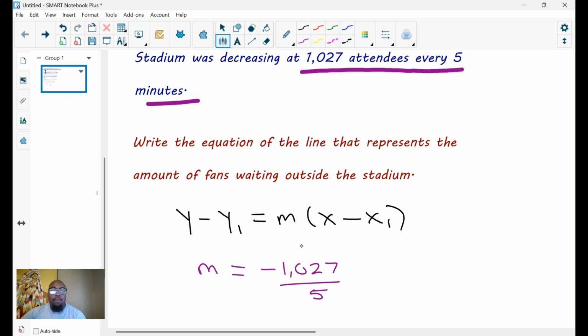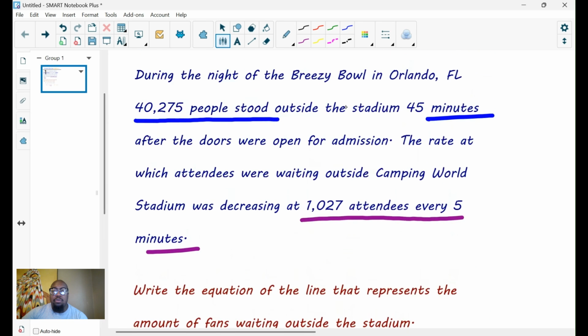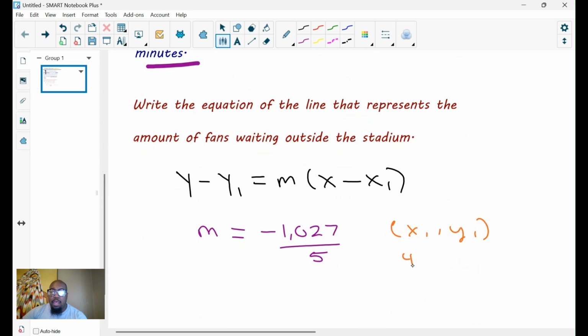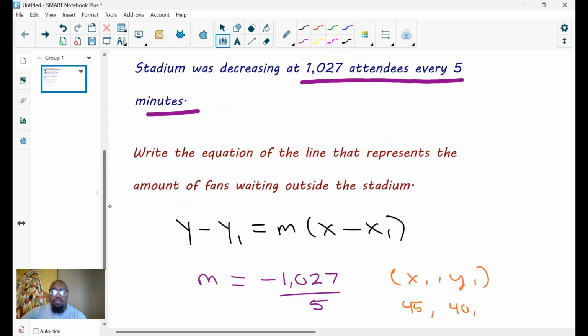Okay, now we have to determine what is going to be x1 and what is going to be y1. Okay, so x1 and y1 is the point in the situation. Okay, so x1 is going to be the 45 minutes because that represents the x, and then 40,275 is going to be the y1. Okay, in the situation. So we're going to have 45, comma 40,000. What did I say? 275. Yeah.